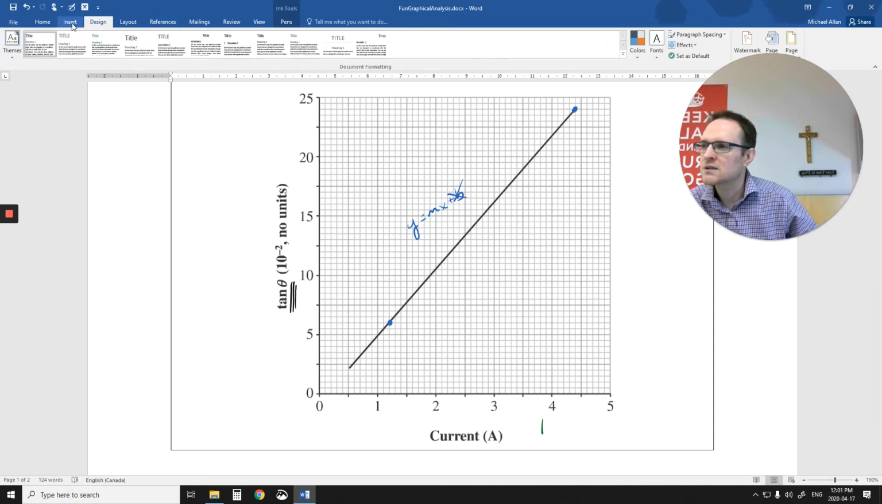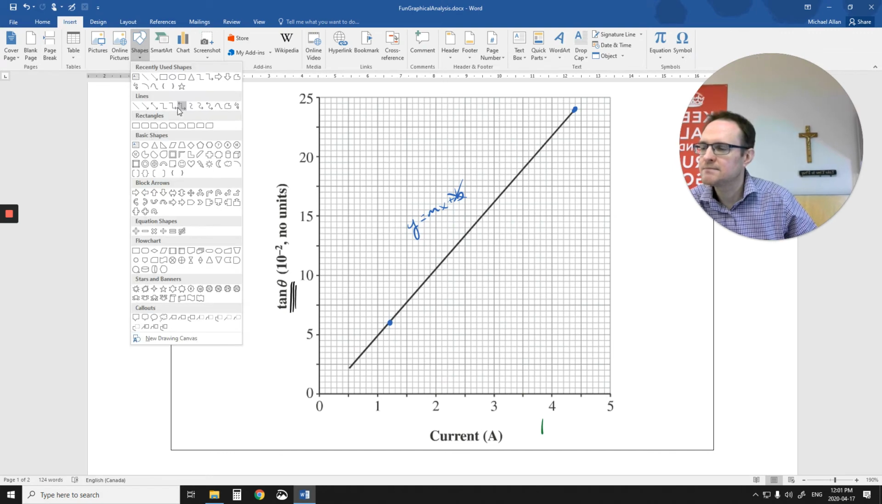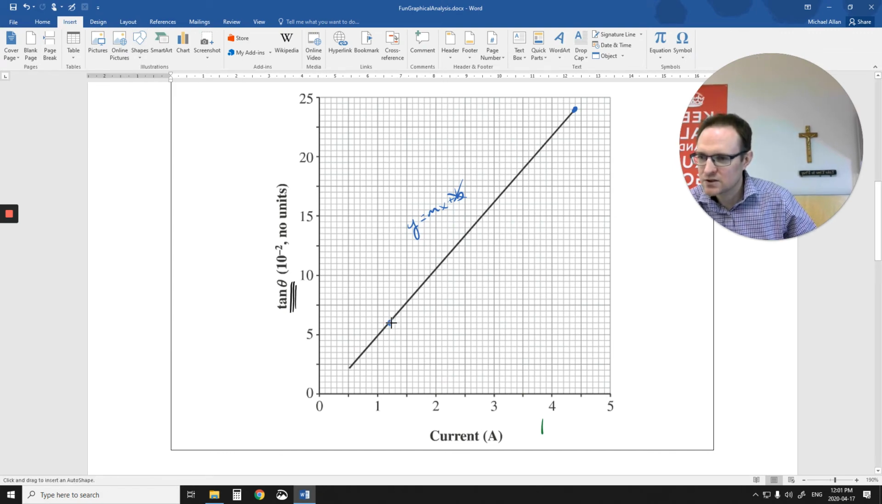So I'm going to draw a nice little triangle here. How do I do that? We're just going a bit slow today. Just going to draw a nice triangle going across. Right about there.